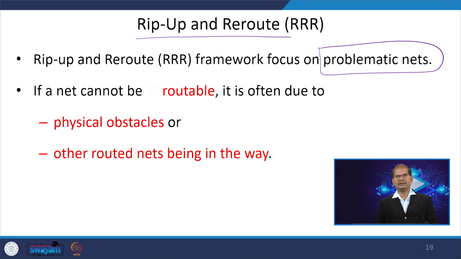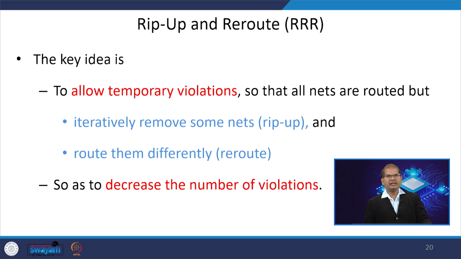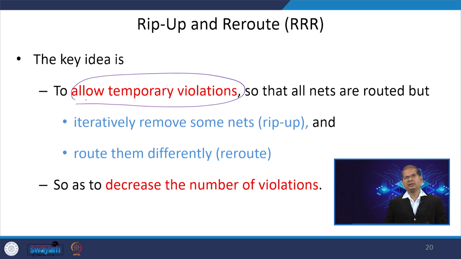So, some of the nets are not routable because of some constraint in the capacity, constraint in the net, or physical obstacles. In those cases, we need to use this RRR algorithm, rip-up and reroute. The key idea behind this algorithm is that we need to allow temporary violation. Even if there is a violation in some net, we still allow that net to be routed, so that all the nets are routed.